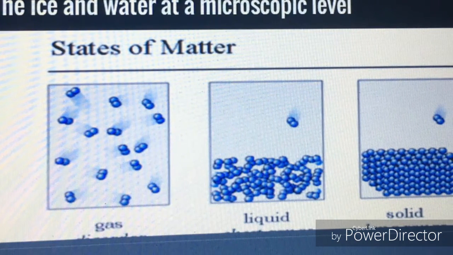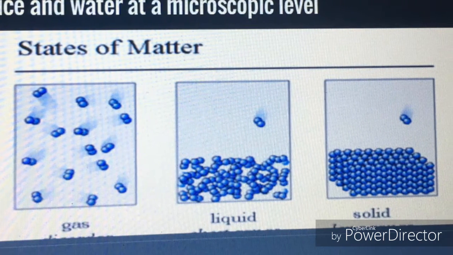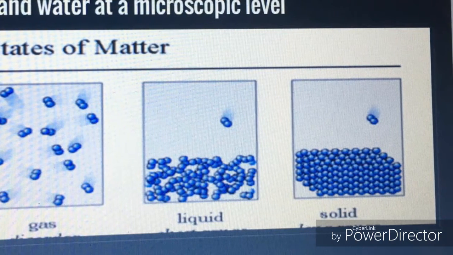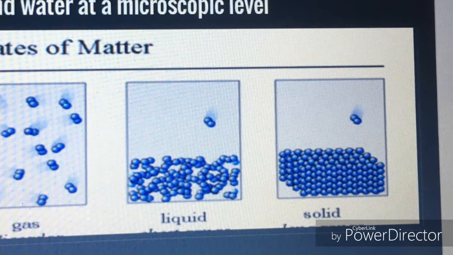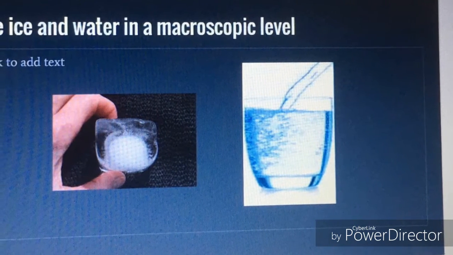At the microscopic level, the atoms are shown to be tightly packed. Even though they are packed together, they have the ability to vibrate between each other. As for the water, it is not packed because the particles are able to pass through each other. This is the ice and water at a microscopic level.